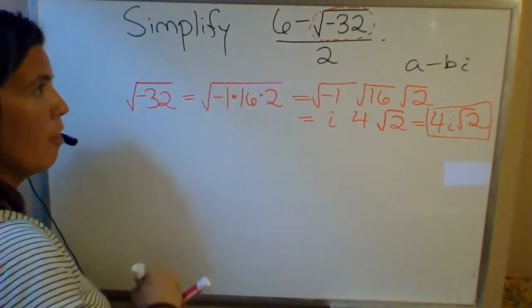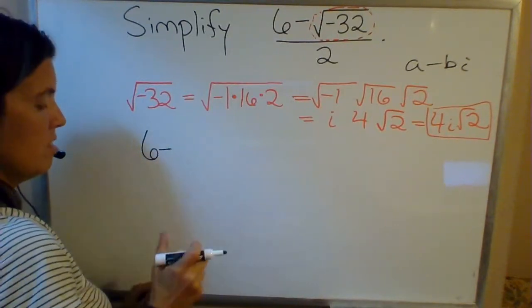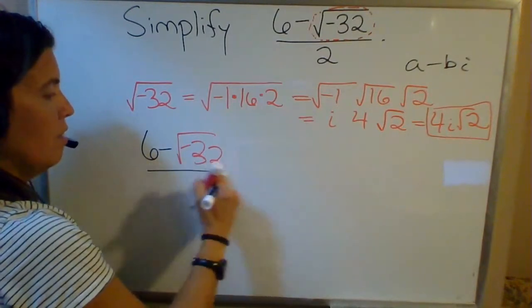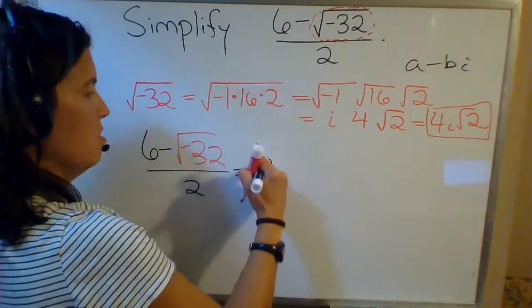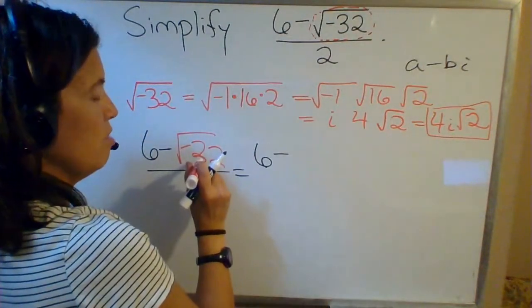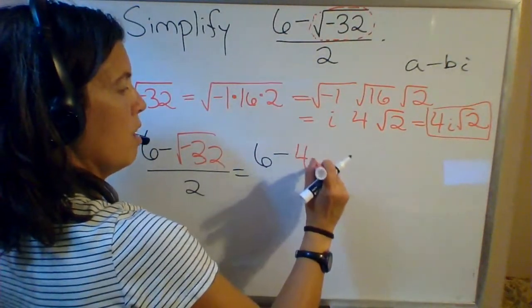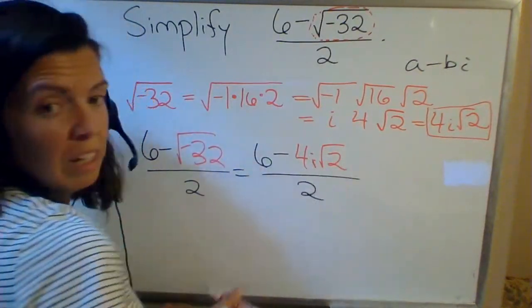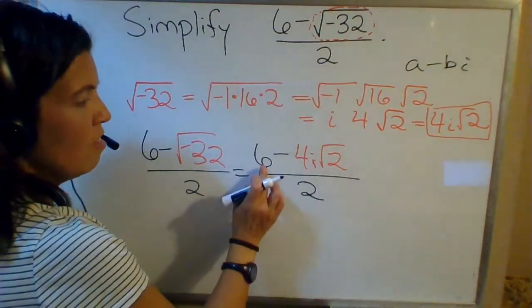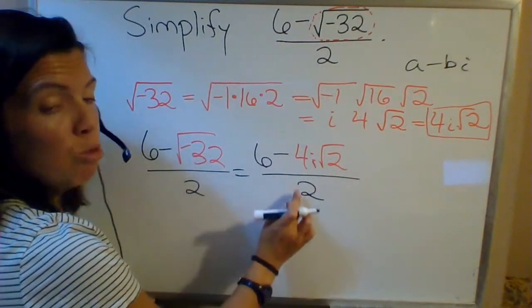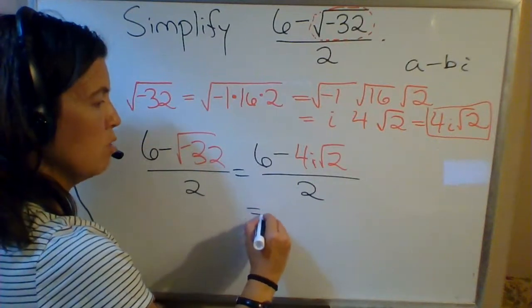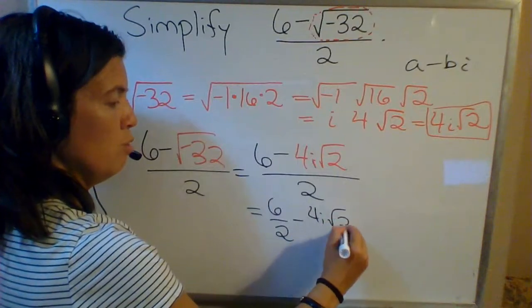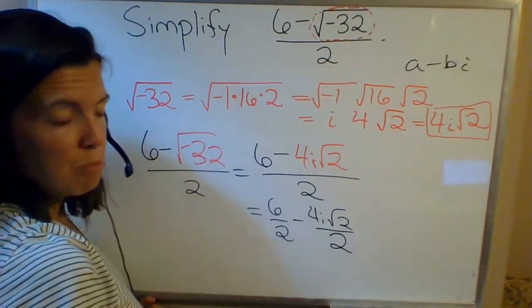Now simplifying this whole thing, let me write it down. So 6 minus the square root of negative 32, all divided by 2. So this is 6 minus, the square root of negative 32 is equal to 4i square root of 2, all of that divided by 2. Now, it's important to note that this whole thing is divided by 2. Both parts of that numerator need to be divided by 2. This is 6 divided by 2 minus 4i square root of 2 divided by 2. Make sure you divide both parts by 2.